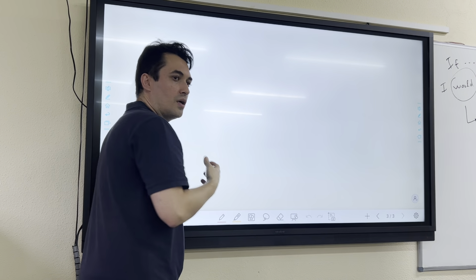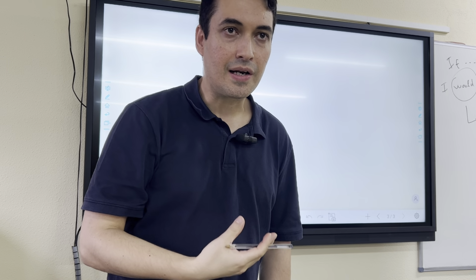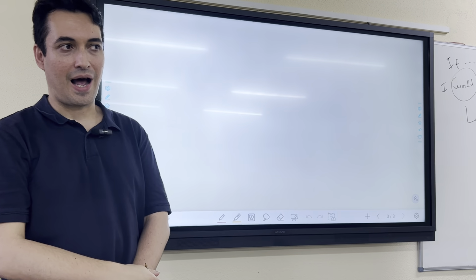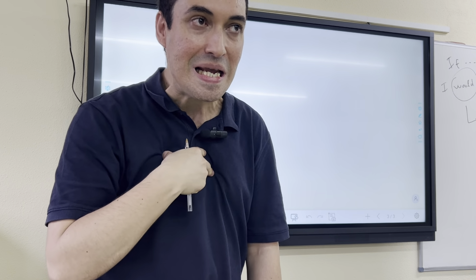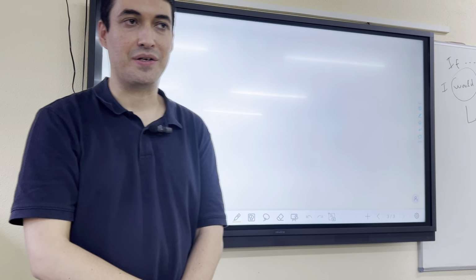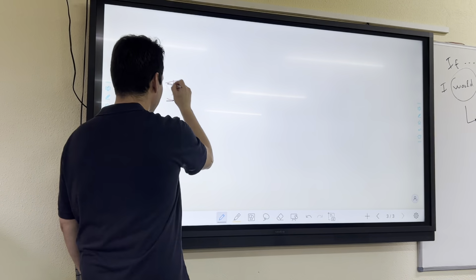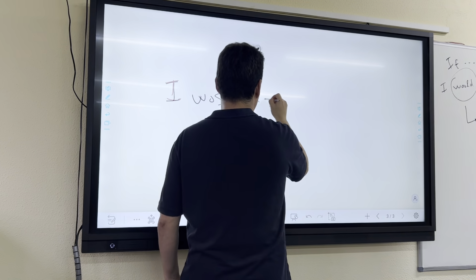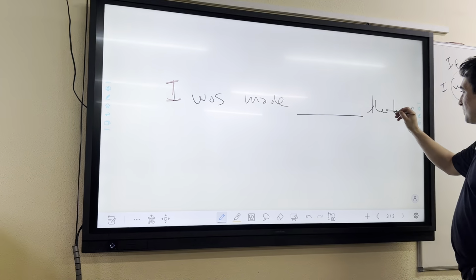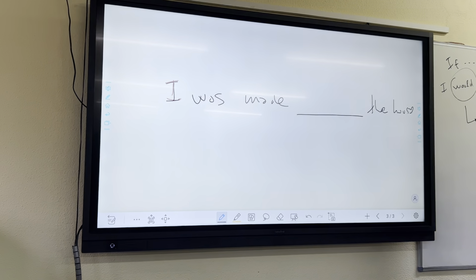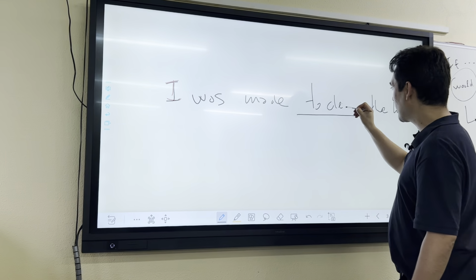Okay. My mom made us clean the house. That is active, yeah? My mom made me clean the house. Make it passive. I was made in the house. I was made clean, to clean or cleaning? I was made to clean the house.